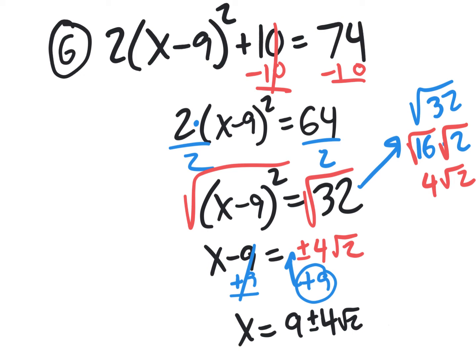So we don't square root the 9 in the end? No, the 9 is the nice, beautiful number 9. There was never a square root on the 9. So this is just your answer right here. 9 plus or minus 4 square root of 2.